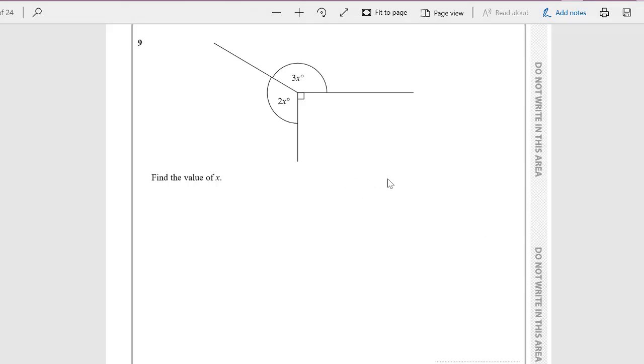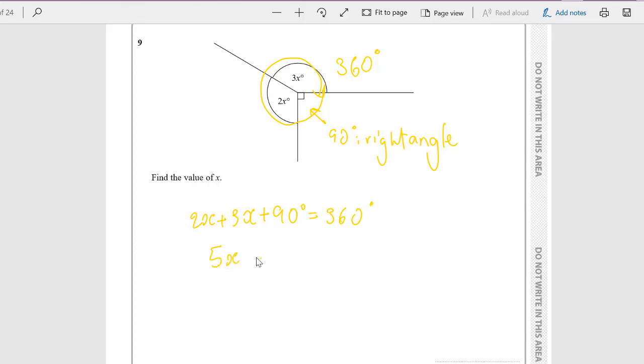Okay, question 9 says find the value of x. So you can see that we have, first of all, this right angle. And we know that this full turn will give us 360 degrees. So we've got 2x plus 3x plus 90 will give us 360 degrees. So if we collect like terms, 5x plus 90 equals 360.